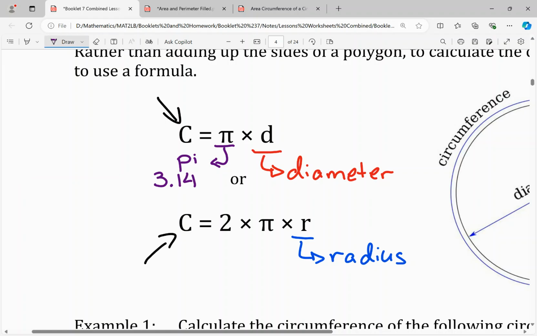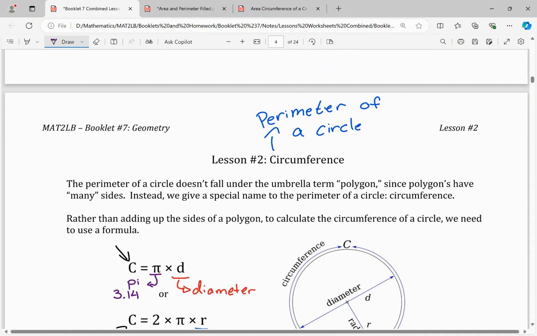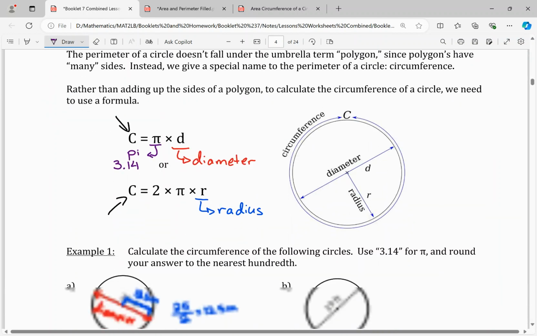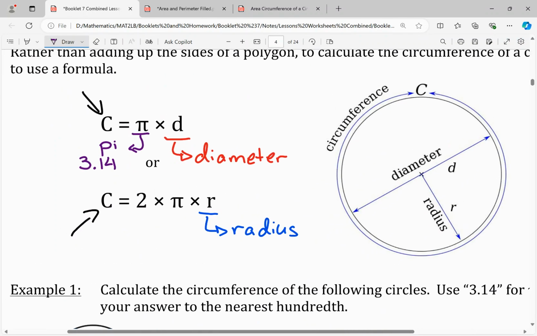So if you need to, I would take a second now, and at the top of your page, make a note that says pi equals 3.14. Put that somewhere where you're going to remember it if you need it. Okay. So if you have the diameter, you simply take that number and multiply it by 3.14.